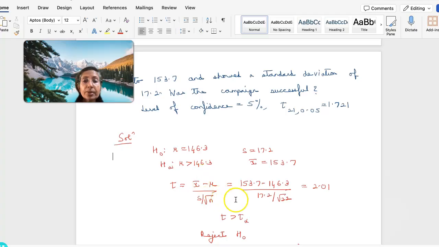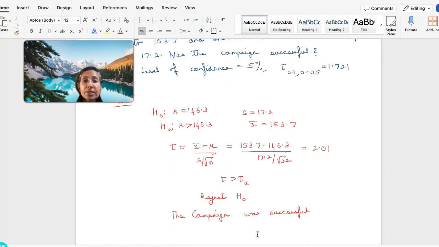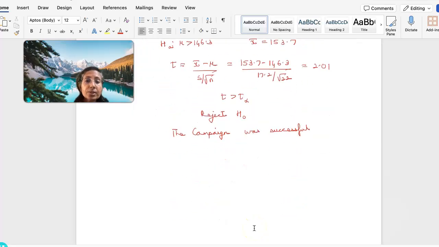So t is x bar minus mu by s by root n, that is 153.7 minus 146.3 by 17.2 by root 22, which is 2.01, and t is greater than t alpha. So we reject H naught. That means the campaign was successful. That is mu is greater than 146.3. Let's do one more question.